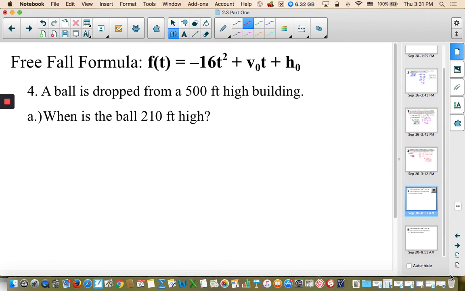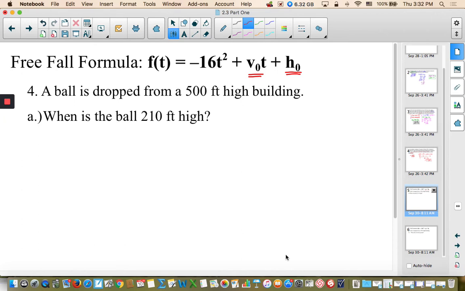And in your notes packet, it does tell you what these things stand for. So t is going to be time in seconds. The v sub 0 right here is the initial or starting velocity. And h sub 0 is the initial or starting height. Okay, so question number 4 says this. A ball is dropped from a 500-foot high building. A, when is the ball 210 feet high?